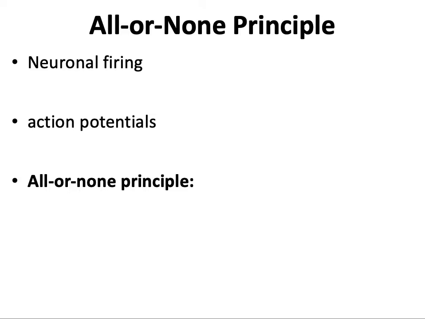The all or none principle. Neuronal firing is determined by the number and frequency of signals the neuron receives. An action potential occurs when the sum of excitatory or inhibitory signals leads to a positive change in voltage that exceeds the neuron's firing threshold.